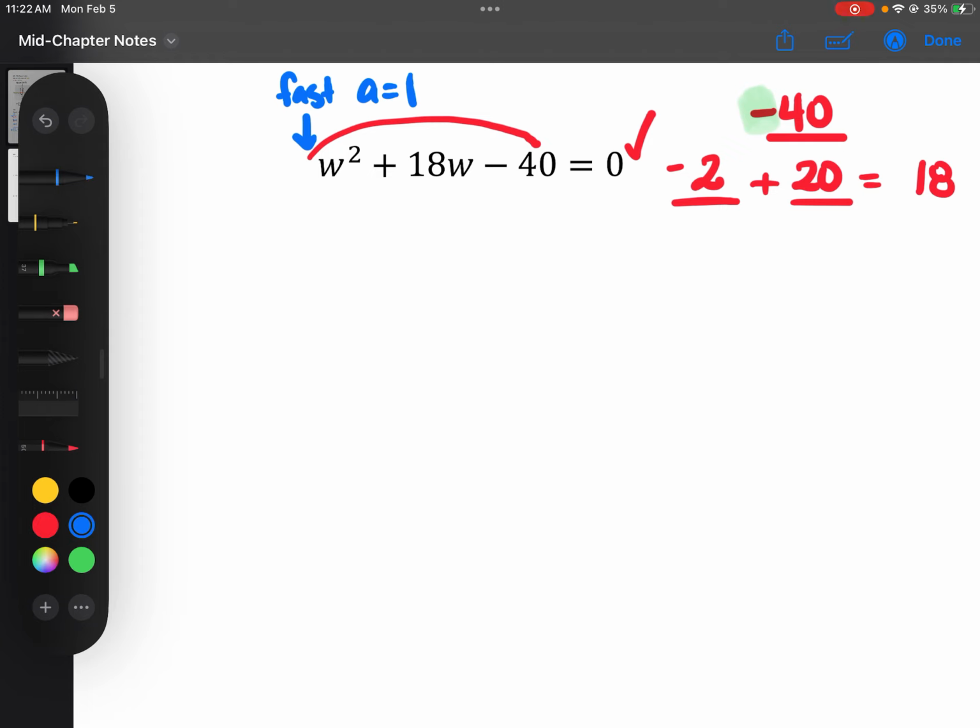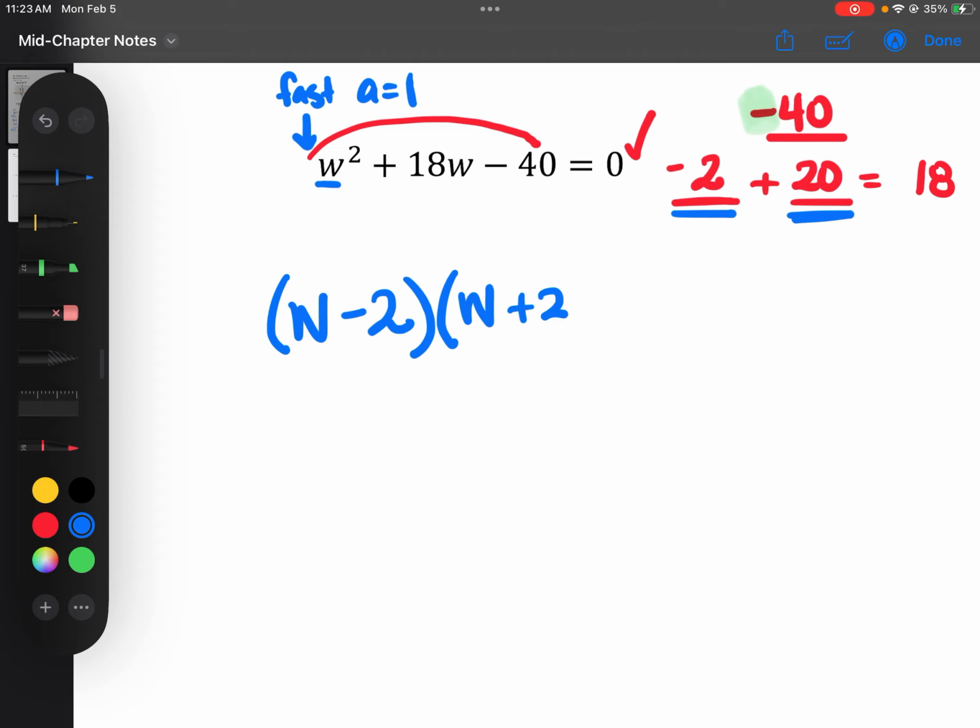Because it's fast method, I can go ahead and write my answers down. So I'll just use the same variable, so it was a w, so I'll write a w. And then I'm going to start with my first number, which was negative 2, and put that in parentheses. And then I repeat the variable again, so w, and then I'll use my second number, the 20, and put plus 20 since it's positive. And then this still all equals 0, so we're good to go.